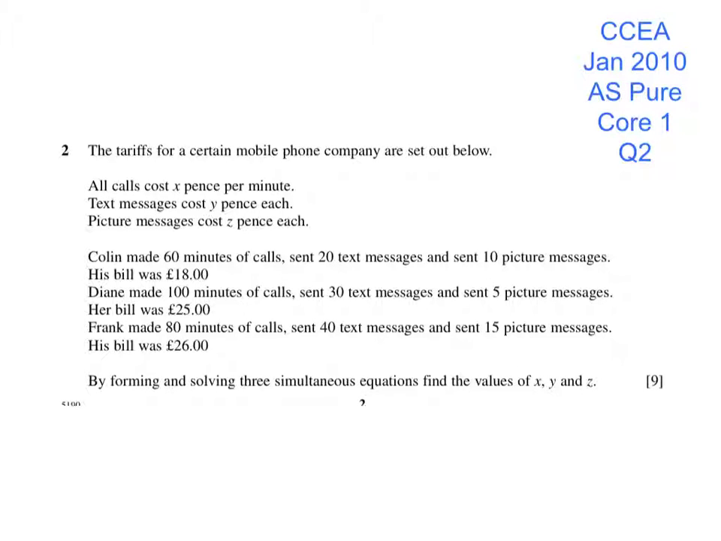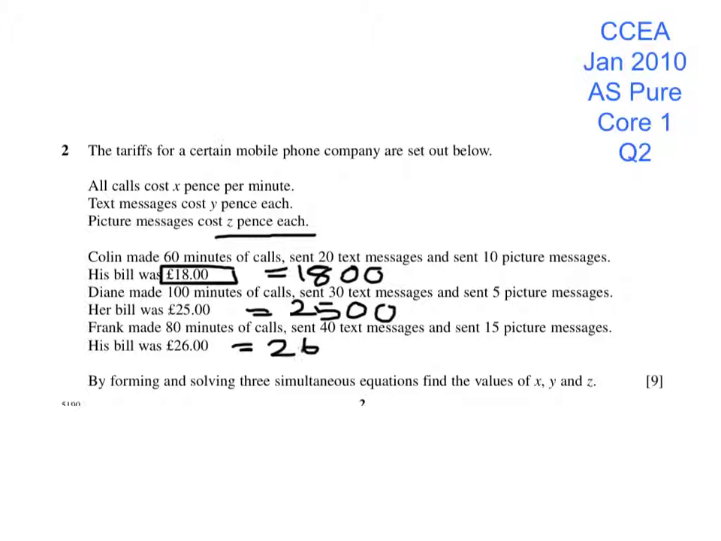January 2010, Core 1, Question 2. First thing we need to be careful with in this question is our units. These are in pence and the final bill in each case is in pounds, so we either need to work in pence or pounds, and I am going to change every final bill to pence for the purposes of answering the question.